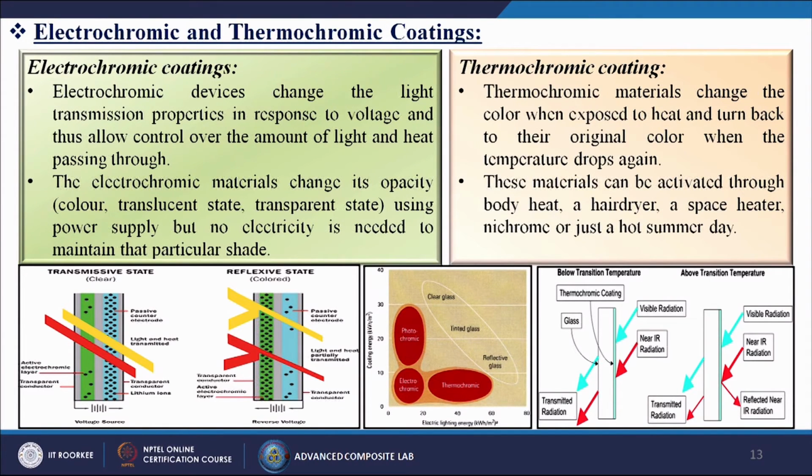Electrochromic coatings are something like this. Here we have some layers, and the green one is called the active electrochromic layer. When we introduce a certain potential difference across it, it creates a barrier, so that light or heat will not pass through, it will be reflected by this material.